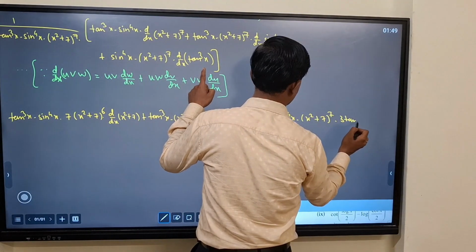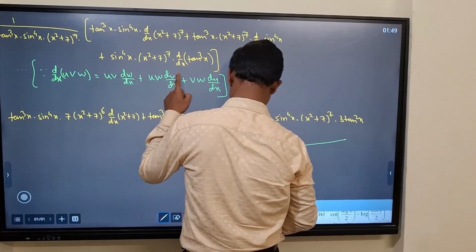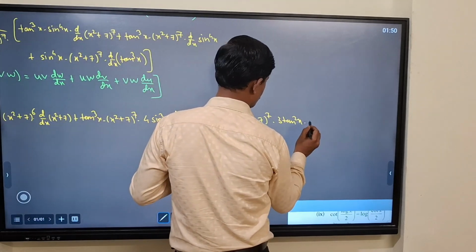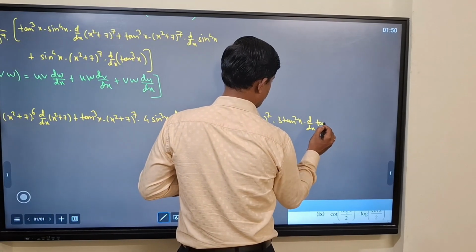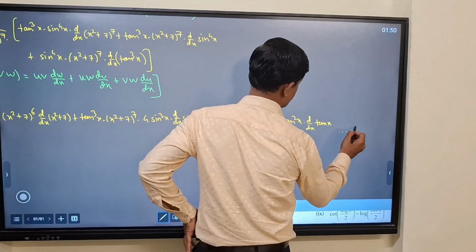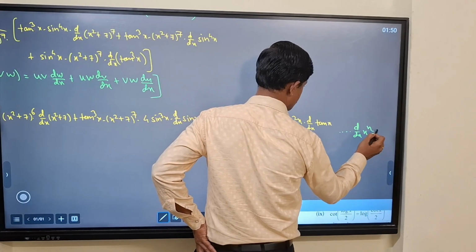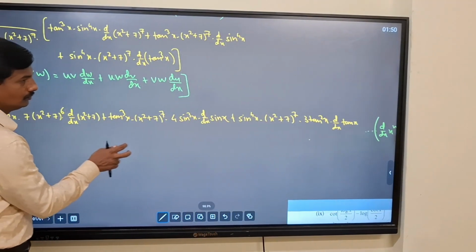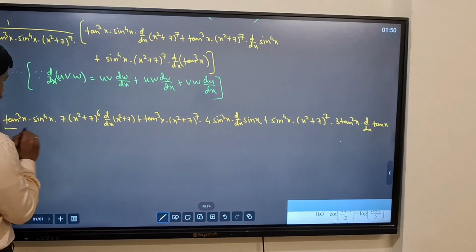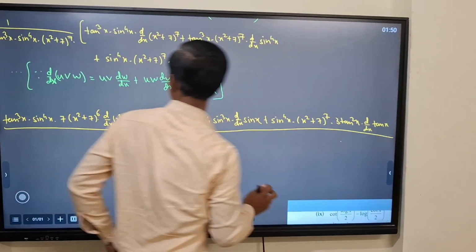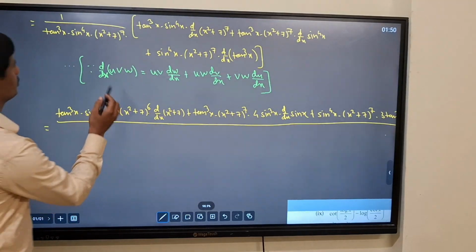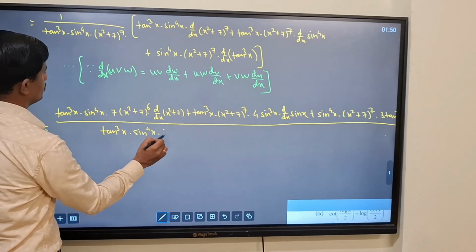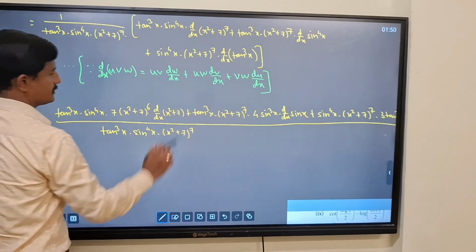This becomes 3 tan square x into d dx of tan x. Which formula did we use here? d dx of x raised to n is n x raised to n minus 1. This whole divided by tan cube x sine raised to 4x into x square plus 7 raised to 7.